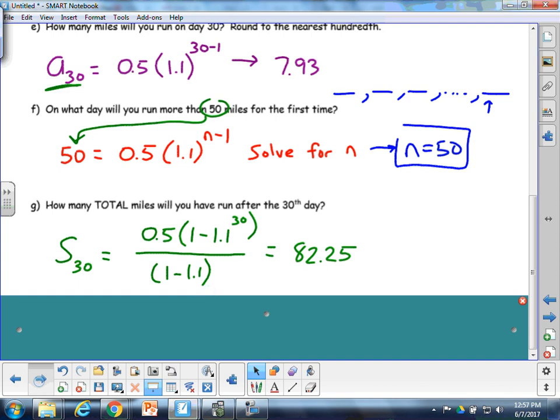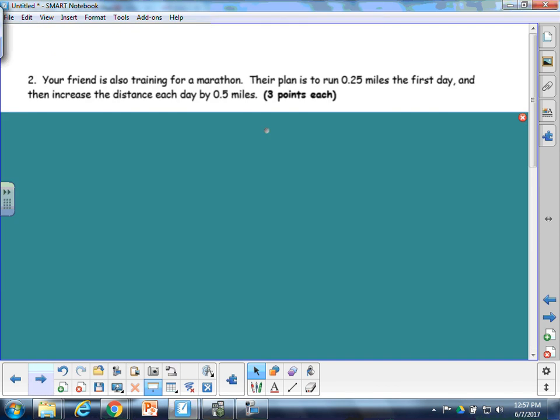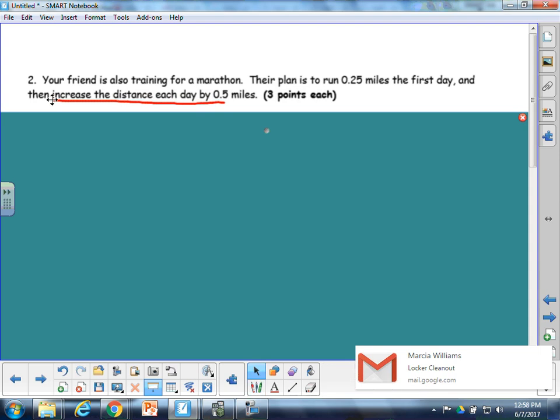Okay, your other option, another problem here. Let's say you're training for a marathon. You're going to run 0.25 miles the first day, and you're going to increase the distance by 0.5. So you're going to add 0.5 to your distance each day. Okay, so since we are adding a constant amount, that's going to be arithmetic.